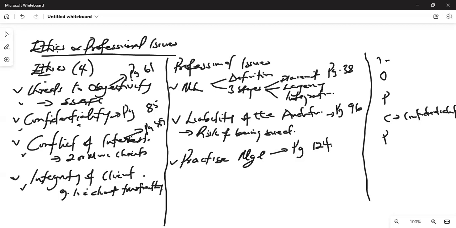But let me quickly do a quick recap on what we did on money laundering. Now, it's not just about the definition and the three stages. The most important thing is the auditor's response. The auditor's action. What the auditor is meant to do.